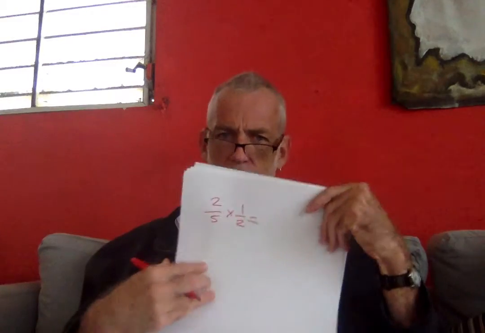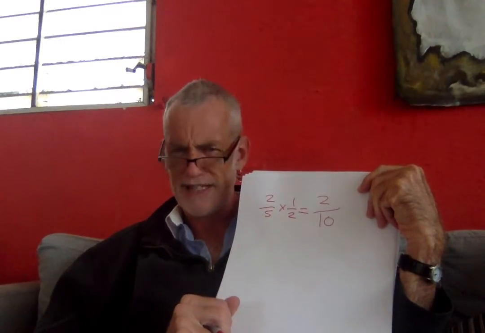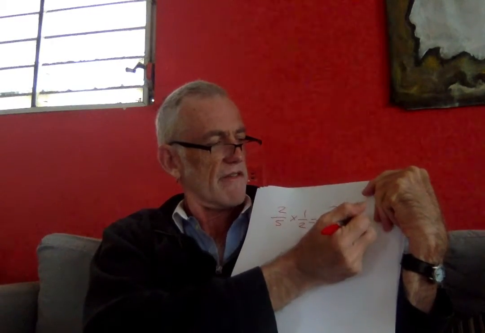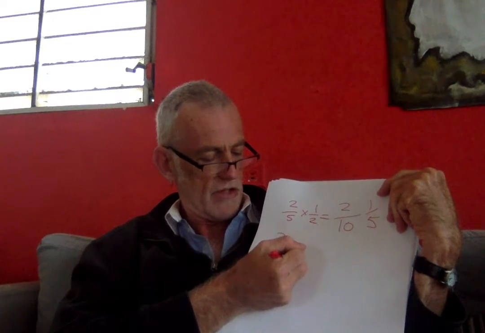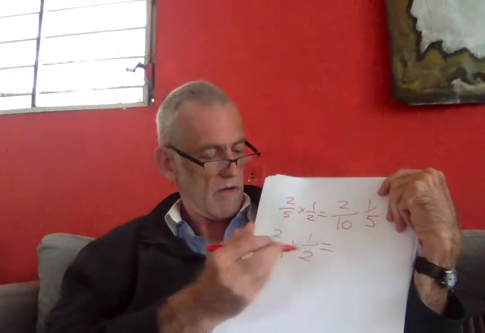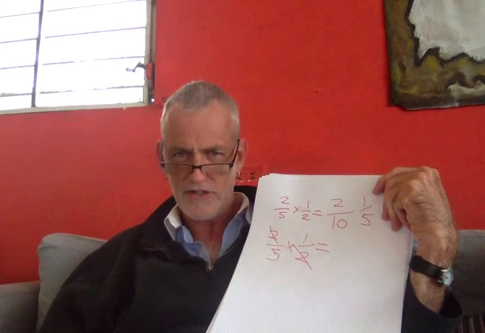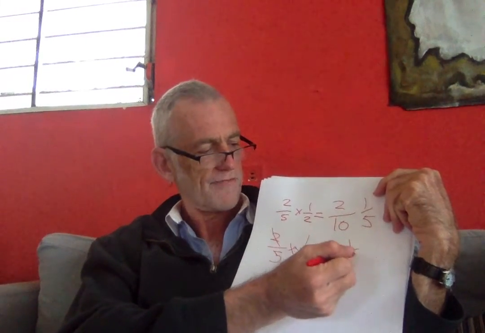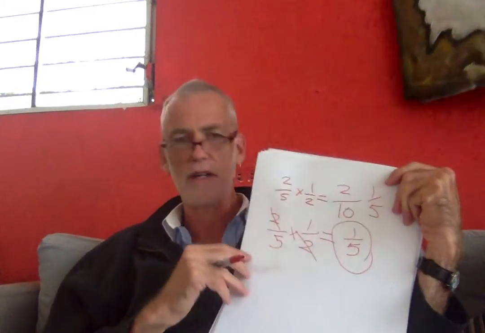2/5 times 1/2. 2 times 1 is 2. 5 times 2 is 10. Can they both be divided by 2? Yes, of course they can. 1/5. The other way you can do it, and you don't have to do it like me, is to notice I have a 2 on the bottom and a 2 on the top. Get rid of them, they turn into a 1. 1/5 is your answer, whether you do it this way or that way.